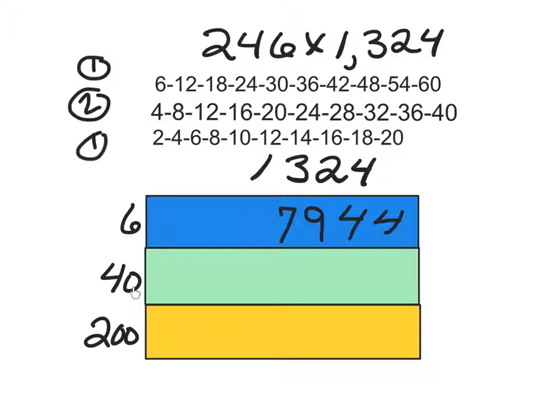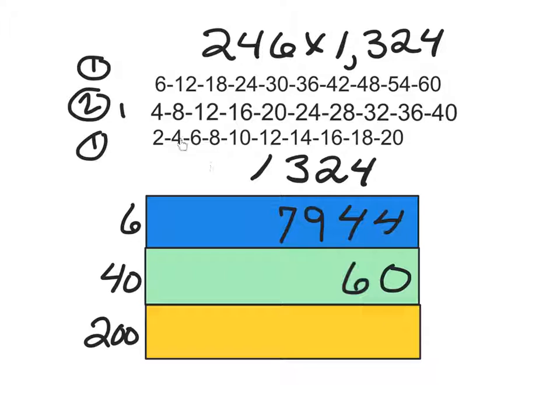Let's move on down here to the 40. I'll start with the 0. 0 times any number, in this case 1,324, is going to give you a 0. Let's drop that 0 right down there. Bam, there you have it. Now move on to the 4. 4 times 4. 1, 2, 3, and 4 gives you 16. Drop the 6, carry the 1, and move along.